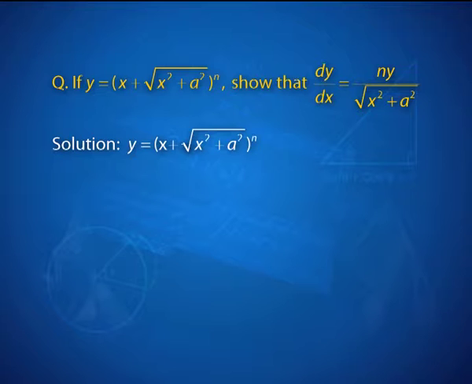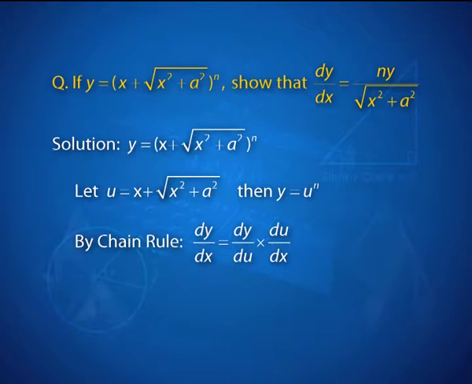Let us take the inner function, that is the function which is the base, to be u. So, let u be x plus root of x square plus a square. So, clearly y is equal to u to the power n, and therefore, by chain rule, the derivative of y can be read as the derivative of y with respect to u into the derivative of u with respect to x. Now, the derivative of y with respect to u is nothing but n u to the power n minus 1. It is the derivative of u that needs more work.